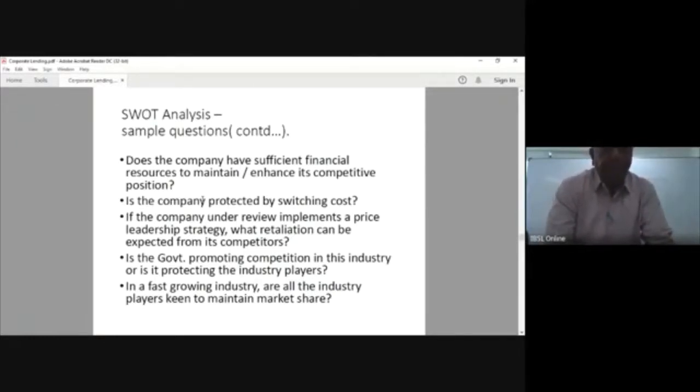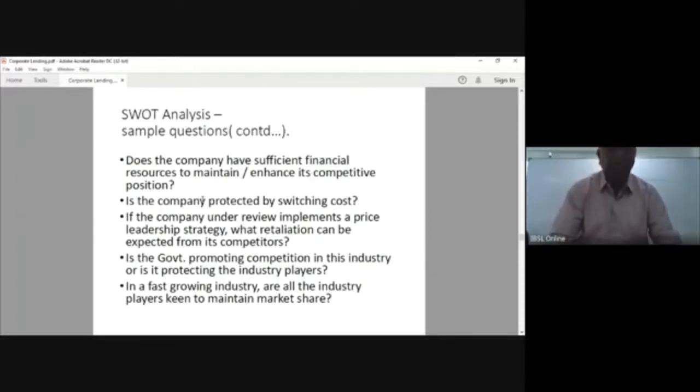Then, is the company protected by switching cost? I have already explained to you the meaning of switching cost. It is when people want to change from this product to another product. If the switching cost is high, they won't change. So companies will give better facilities to their customers. So the company is protected by switching cost.